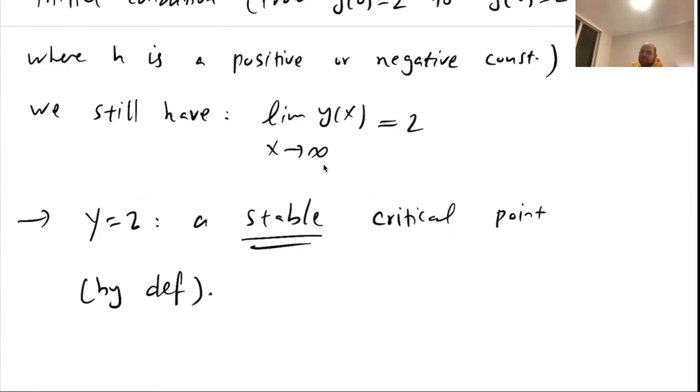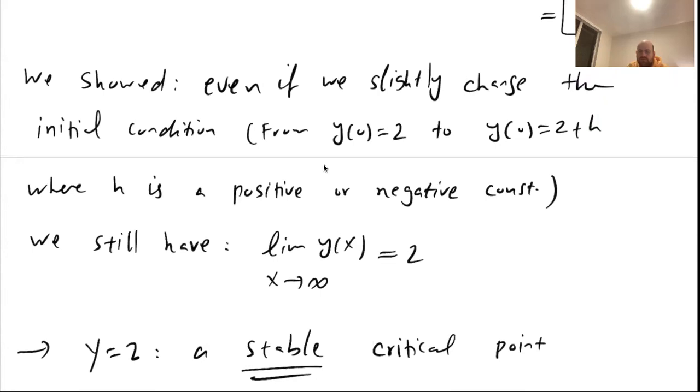Okay, so when y equals 2 is a critical point, it means that if y of 0 is 2, that means the solution will be the constant function 2. If y of 0 is 2, then the solution must be constant function 2. And if it's constant function 2, then of course limit of it as x goes to infinity is also 2. But now the question is, if I slightly change the initial condition from y of 0 equals 2, let's change it to y of 0 equals 2 plus 0.01, for example, or 2 minus 0.001.